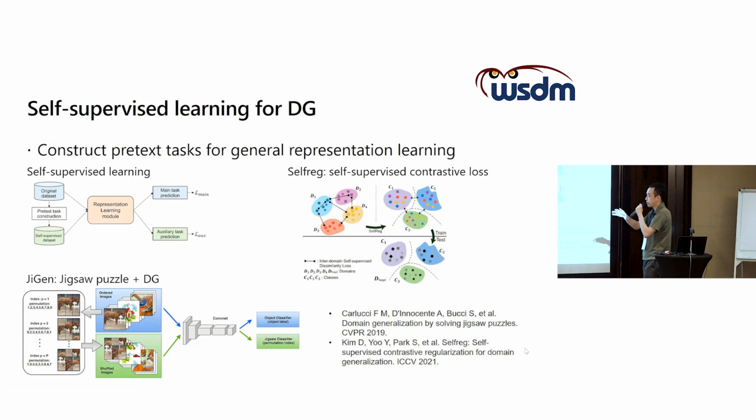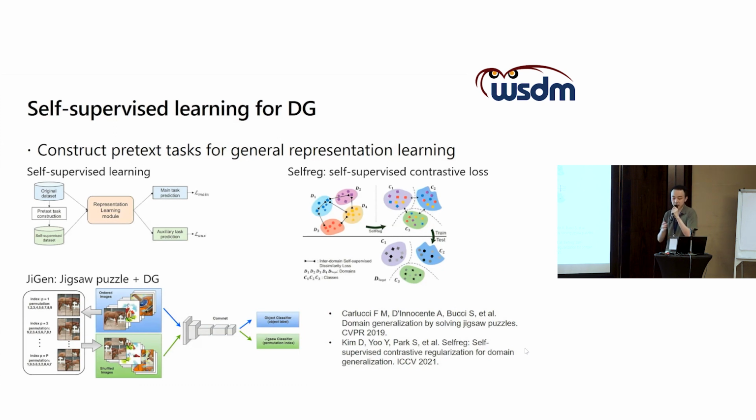Another method, the jigsaw puzzle, can also be applied. As you can see in this jigsaw puzzle, another task besides image classification, they also introduced a jigsaw classifier. This jigsaw classifier can be treated as an additional auxiliary task. We found that better generalization can also be achieved.